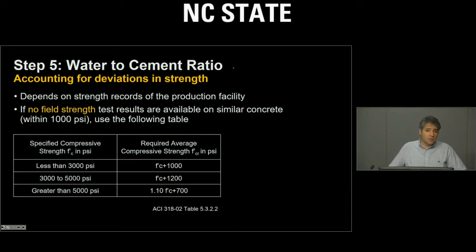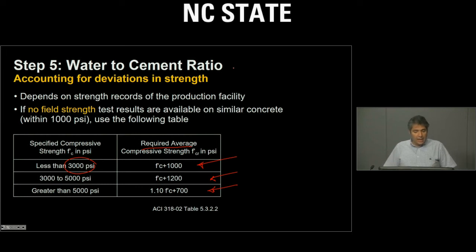If no field strength measurements are available, and there is no data for similar concrete available, we will use this table, which means that if a compressive strength less than 3,000 psi is specified, add 1,000 to it. If it is between 3 ksi and 5 ksi, add 1,200 to it. And if it is greater than 5,000 psi, use this equation to figure out what the required compressive strength is. So in this particular case, it is very easy.